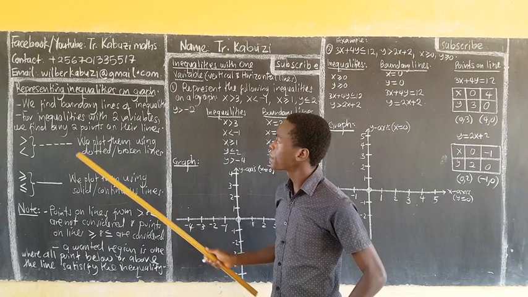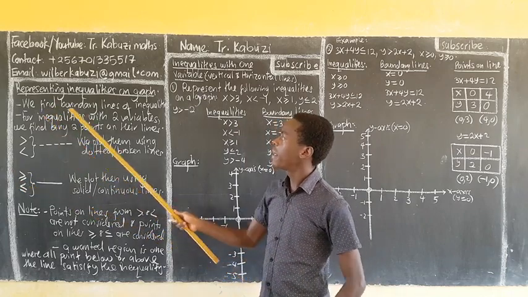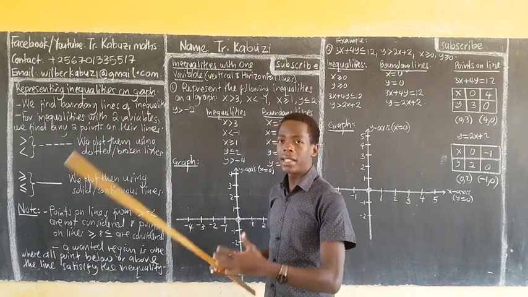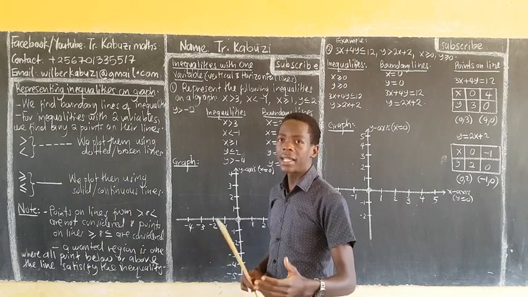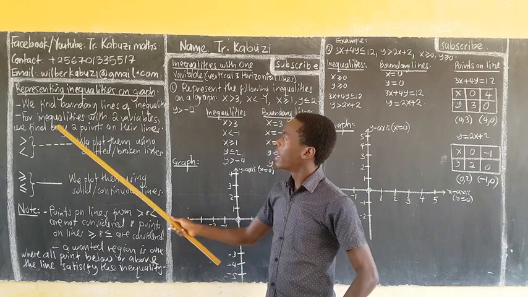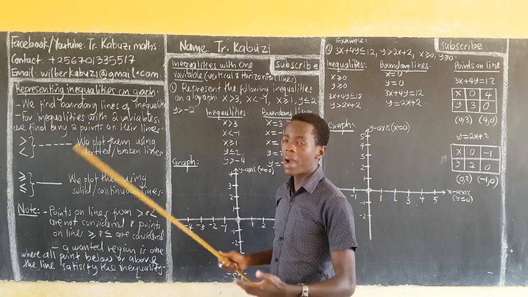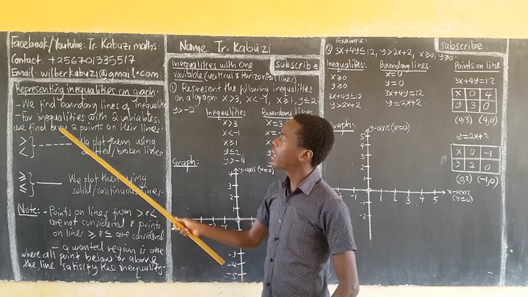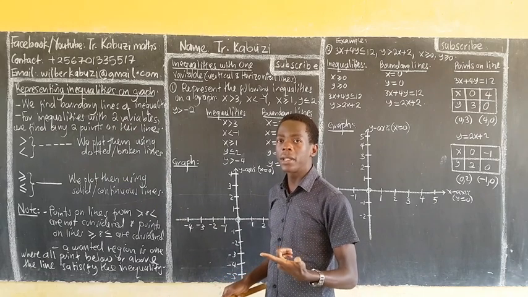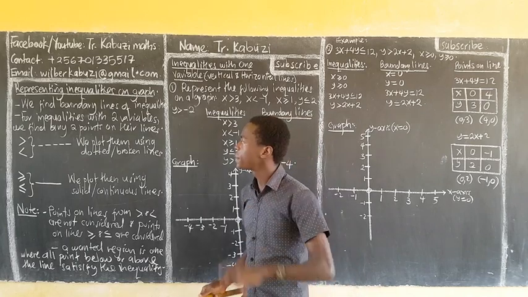If you are to plot them on a graph, we start by finding the boundary lines of those inequalities. We convert them from inequalities to lines. How do we do that? We just change the inequality sign to an equal sign. For inequalities with two variables, x and y, we find any 2 points on that line. We are going to see how we find them. Why do we find those points? Because to plot a line, you need only 2 points.